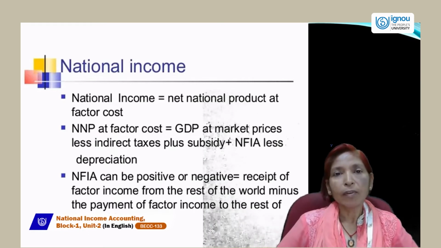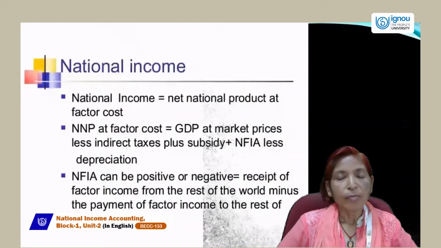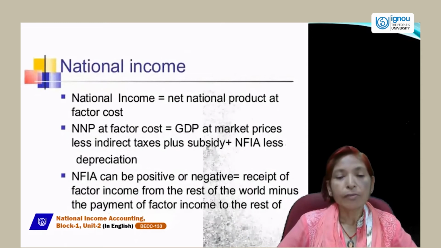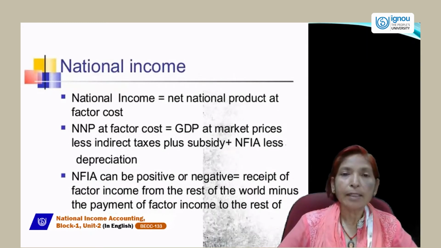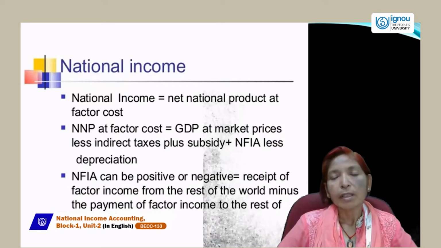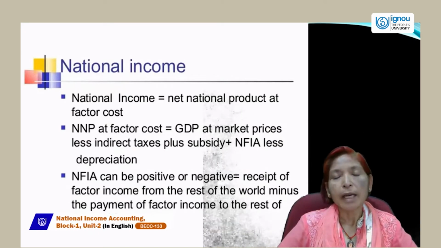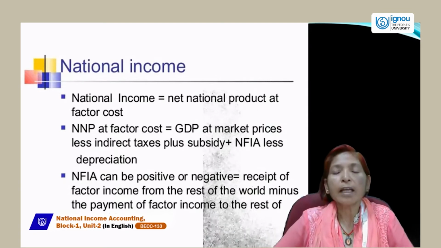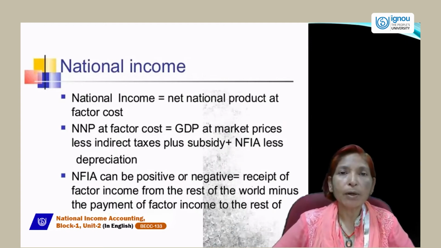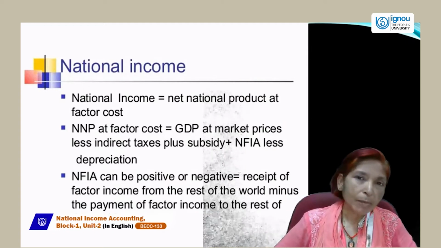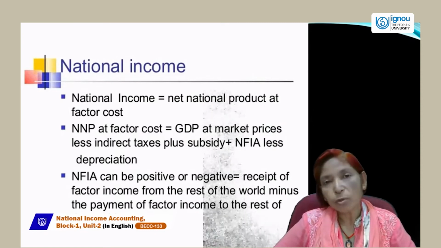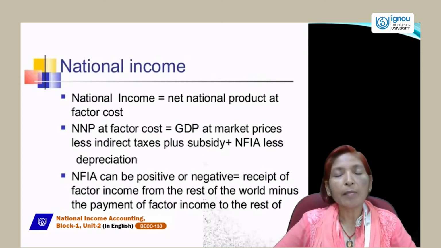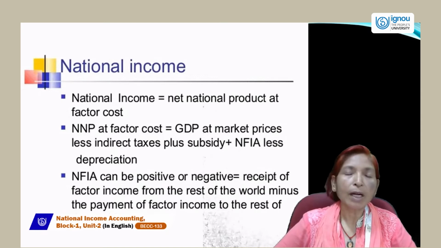So if we deduct net indirect taxes from GDP, deduct depreciation from GDP, and add NFIA, net factor income from abroad, in GDP, then we can estimate NNP at factor cost, net national product at factor cost. NFIA can be positive, can be negative. It depends upon how much income we received from abroad and how much income we paid to abroad. So net factor income from abroad is the difference between income received from abroad and income paid to abroad.